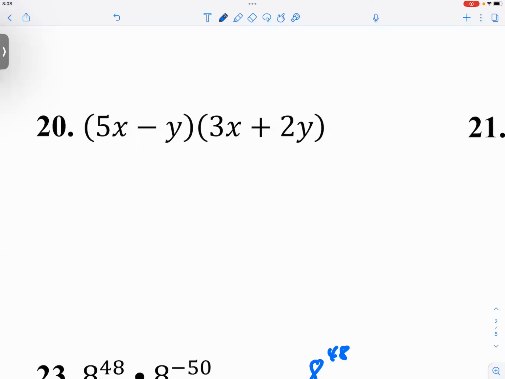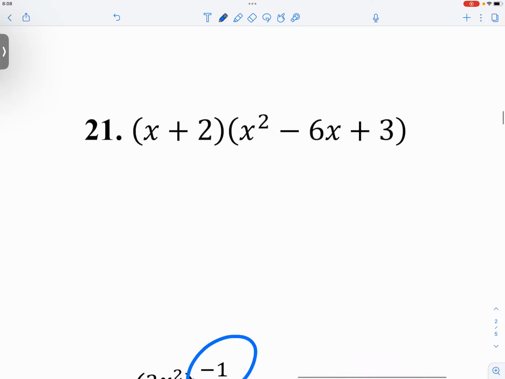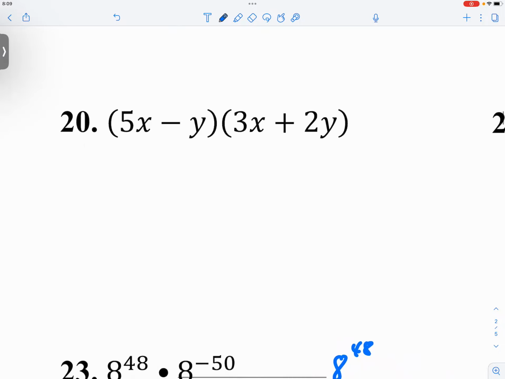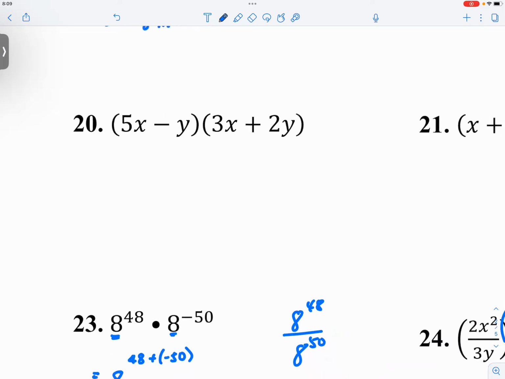All right, I'm going to go ahead and do 20 and 21. Okay, they are fairly similar. What they have in common is that we're just distributing.